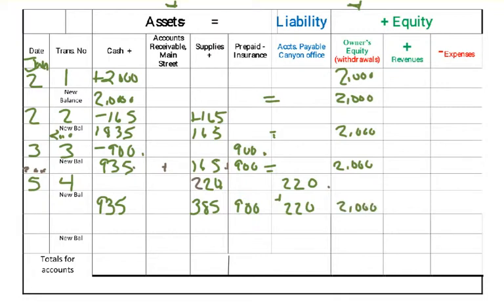Now let's add up our assets. $935, $385, and $900 equals $2,220. I'm sorry, $2,220. And this side also is $2,220. So now you know you balance. Now let's look at transaction number 5. Transaction number 5 happened on the 9th.